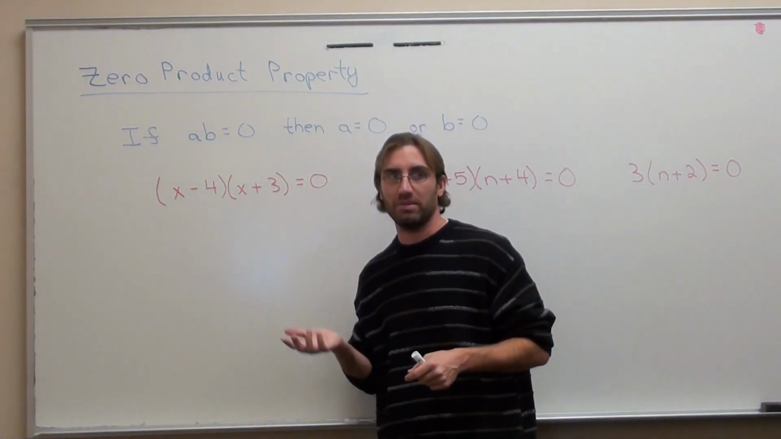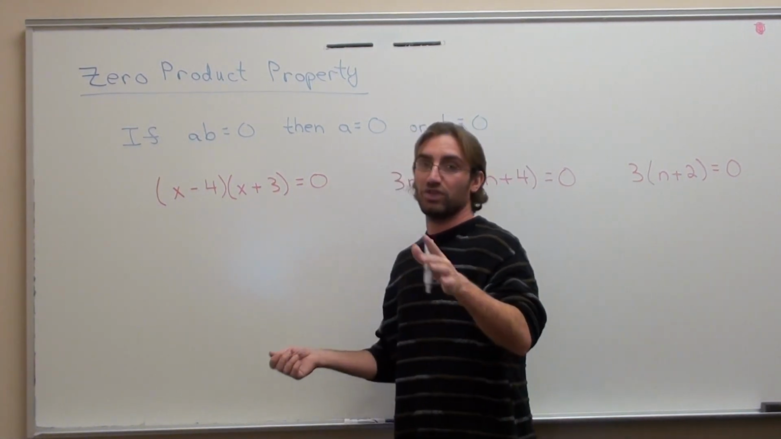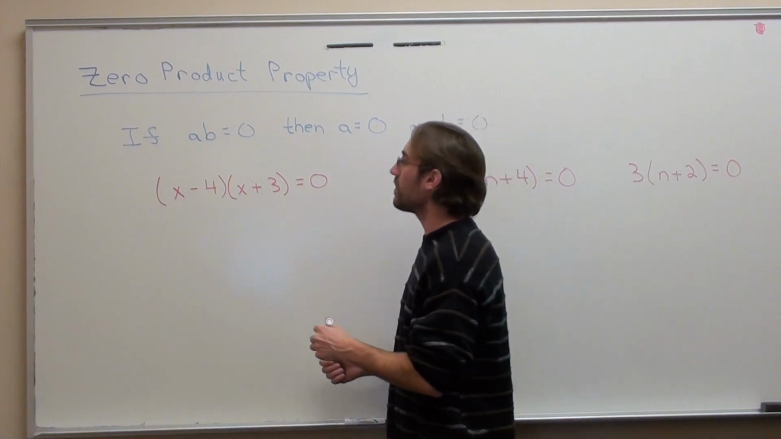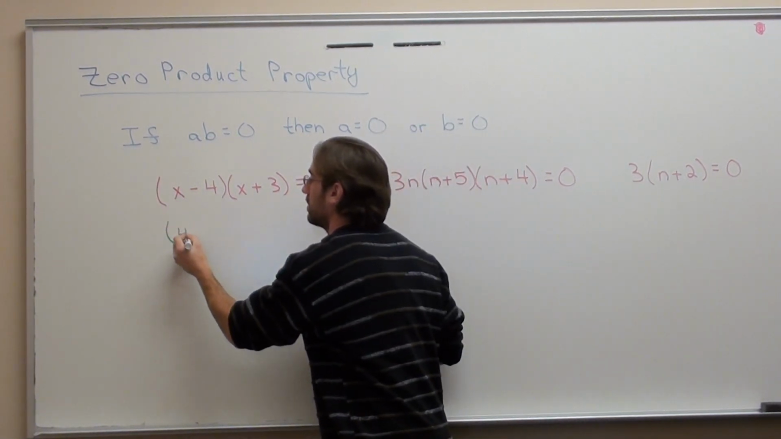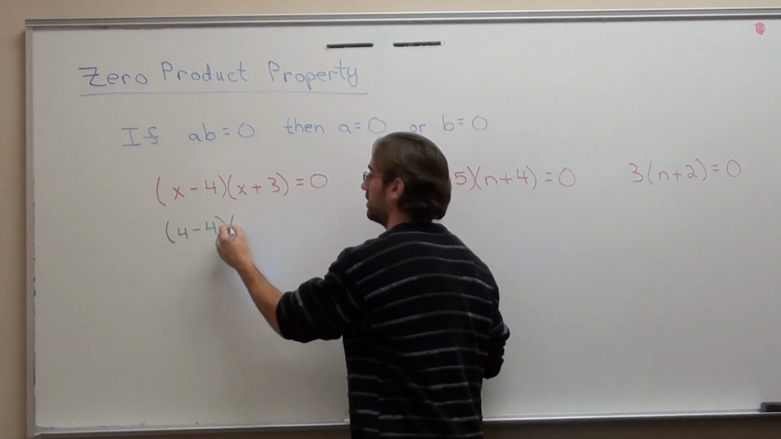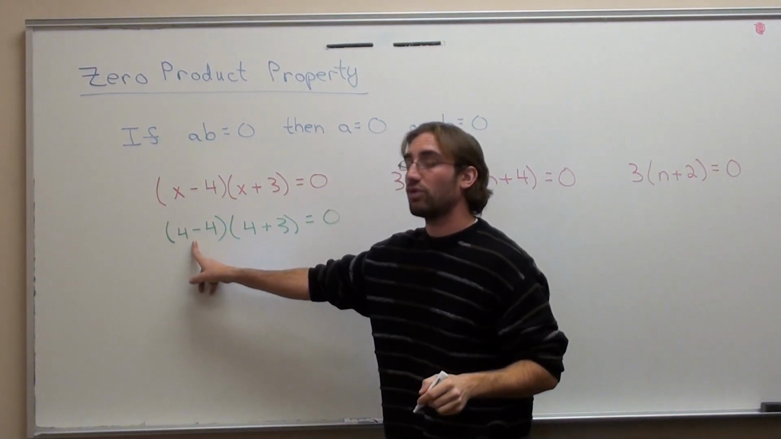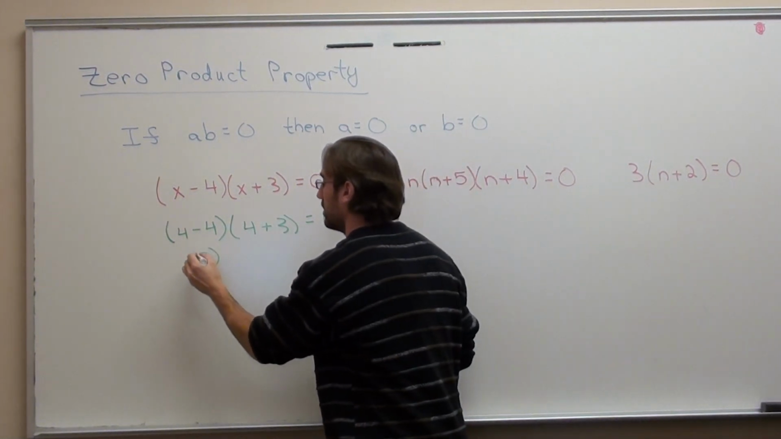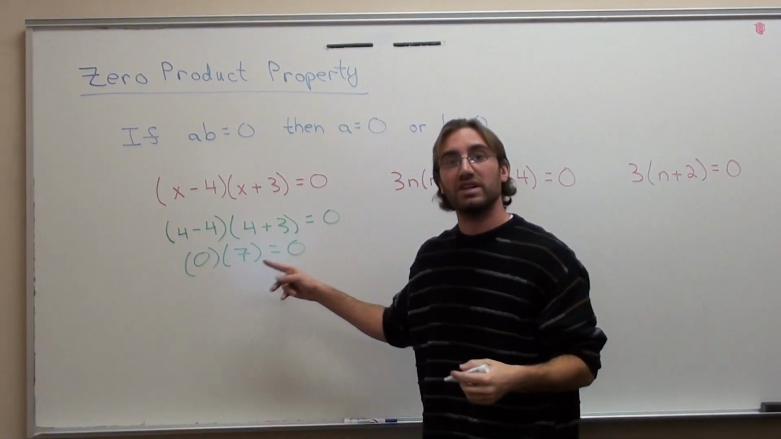And it's not because I thought about it really quickly, it's because I looked at the problem. I used the zero product property. But if you don't believe me, let's check it out. I said 4 will make this 0. So that means I substitute in a 4 for every x I see. 4 subtract 4 is 0, times 7. 0 times 7 is 0.